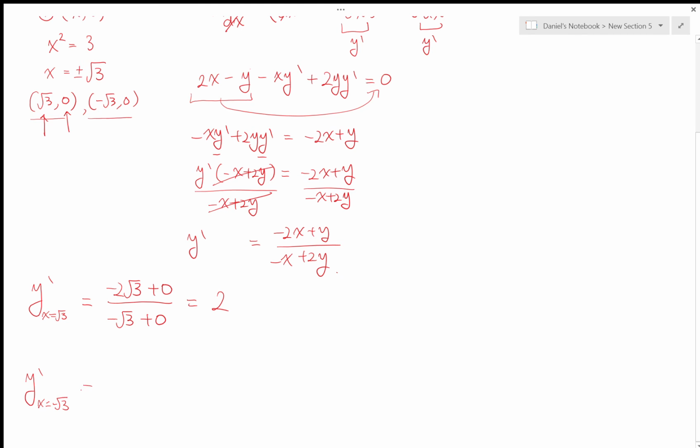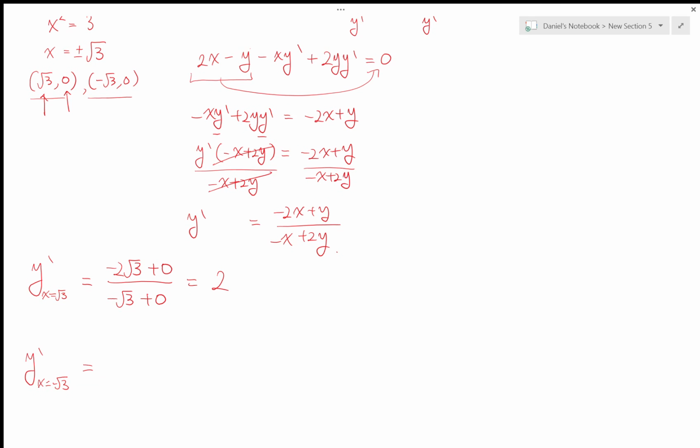Now let's take a look at the negative one. We have negative square root of 3 as the x. That gives me positive 2 square root of 3 plus 0 over positive square root of 3 plus 0. Again, the same reason why the y is 0. Therefore, I have y prime at x equals negative square root of 3 being 2. Therefore, they're the same, so they are parallel, okay? So that's how we can do these types of questions.